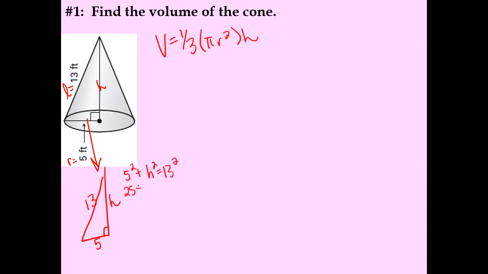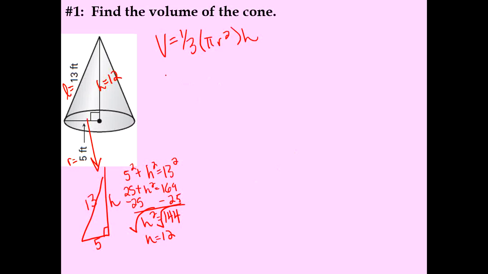5 squared is 25 plus h squared. 13 squared is 169. Minus 25 from both sides. h squared is 144. In order to get h alone, we take the square root of both sides. h is 12. We should have recognized that because we basically did the same thing in example number 1 for surface area.